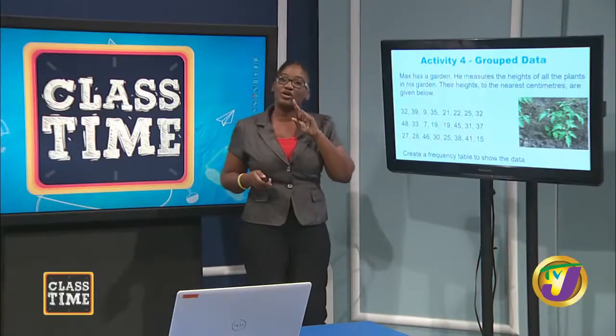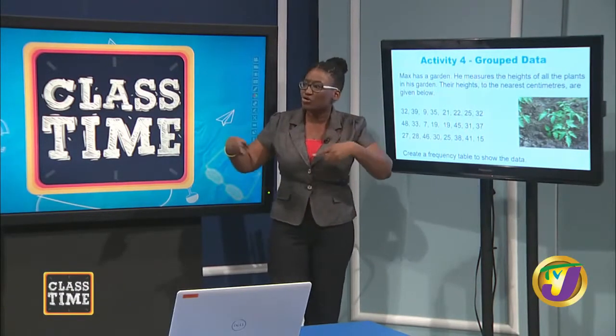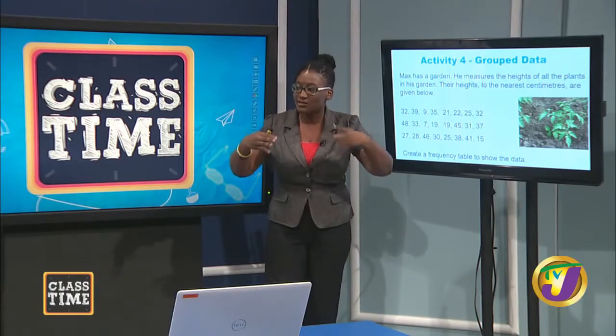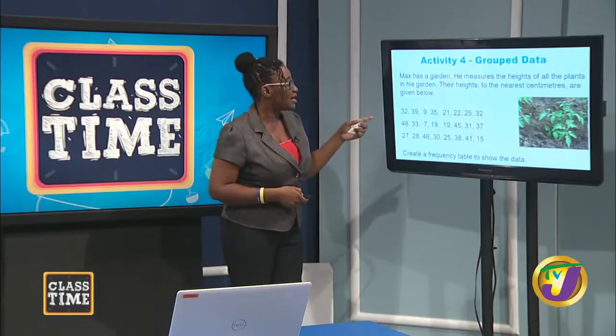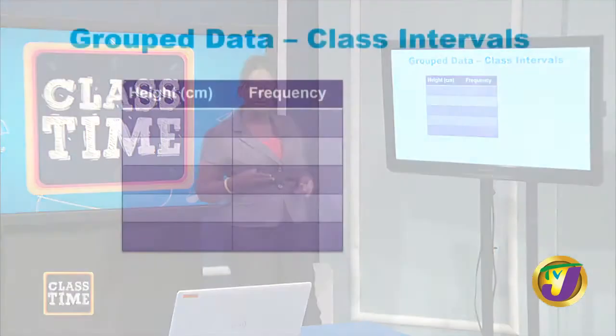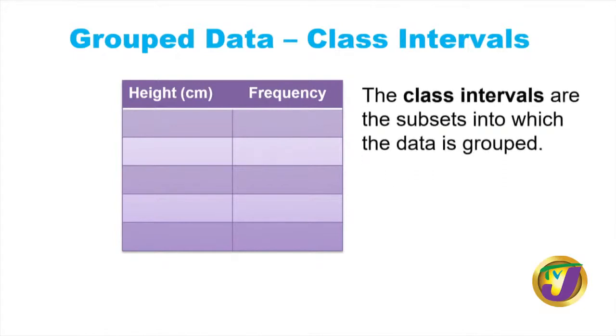Yes, ma'am. But you know, before we get to that though, there are some things about grouped data that we have to explore with our students before we construct Max's frequency table. Let's talk about a few things. So class intervals. Interval from right here to right there. So that's what intervals seem like to me. All right. So the class intervals are the subsets into which the data is grouped.